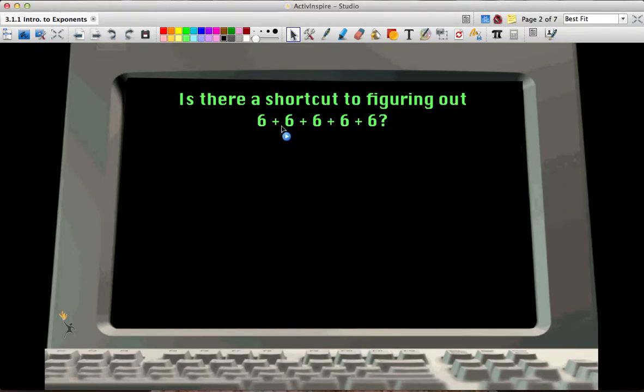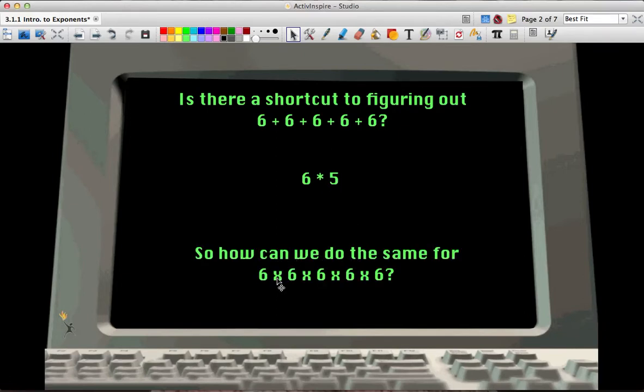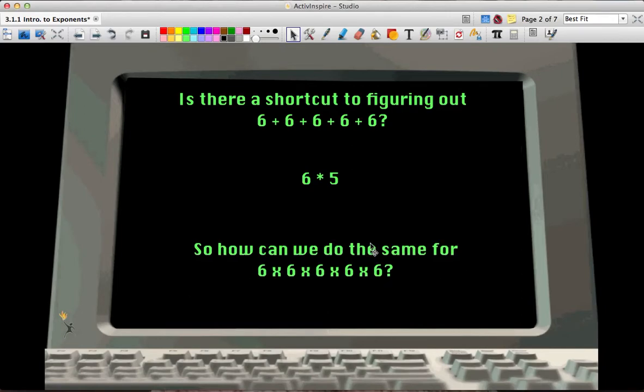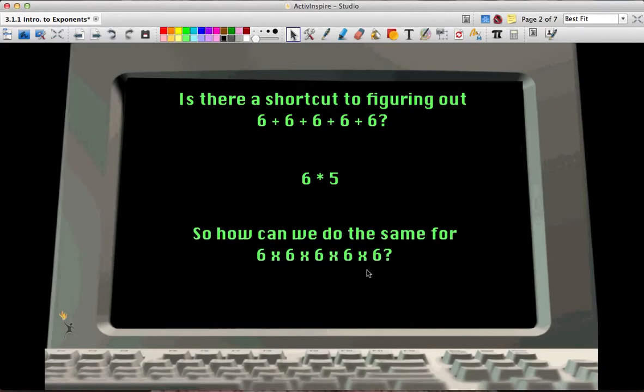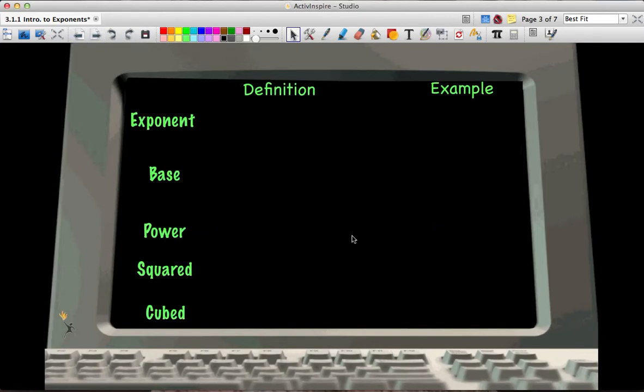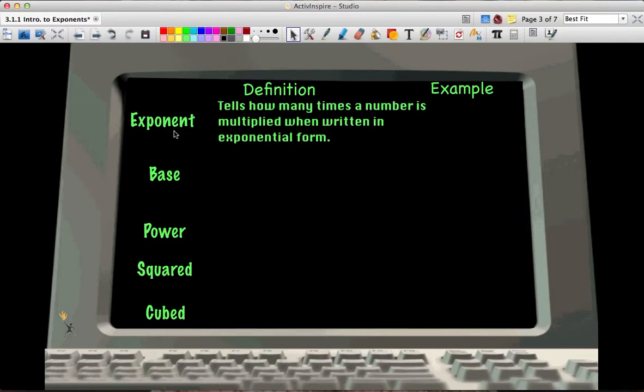Right, so when you look at a problem that has repeated addition, we figured out a shortcut to repeated addition and we turned it into multiplication. So we took 6 plus 6 plus 6 plus 6 plus 6 and turned it into 6 times 5. So knowing that, when you have problems that involve repeated multiplication, there is a way to make a shortcut for repeated multiplication. Right, so to shorten up repeated multiplication, we use exponents.